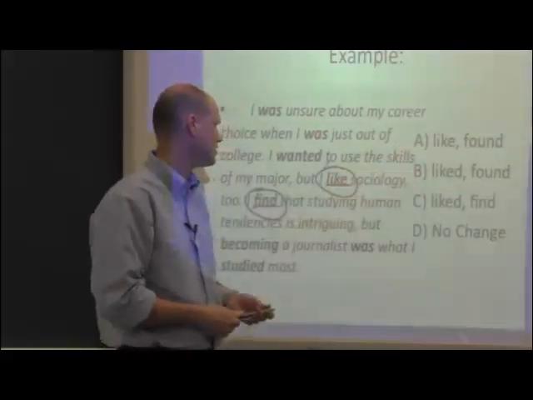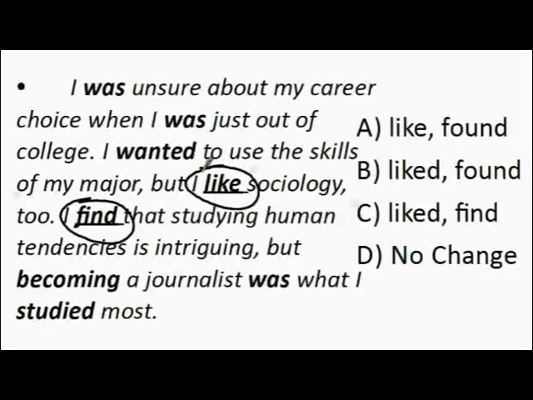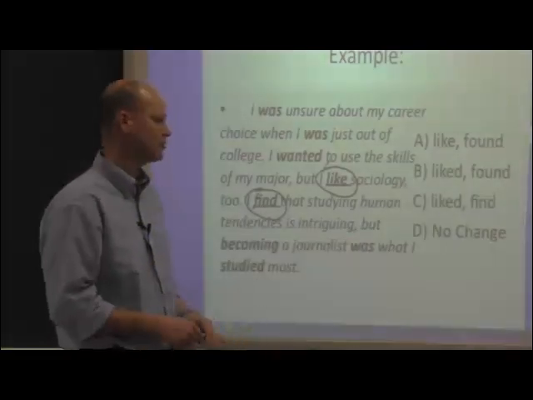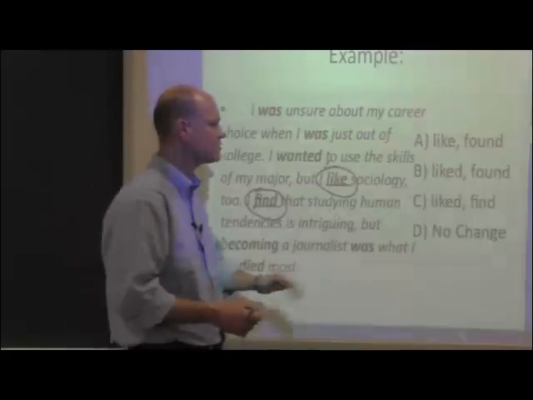So A, you can change it to the words like, but change find to found. Choice B is changing the verb like to the past tense liked and find to the past tense found. Choice C, change like to liked, the past tense, and keep find the same. And then finally choice D, which is no change at all. So let's pick this apart.